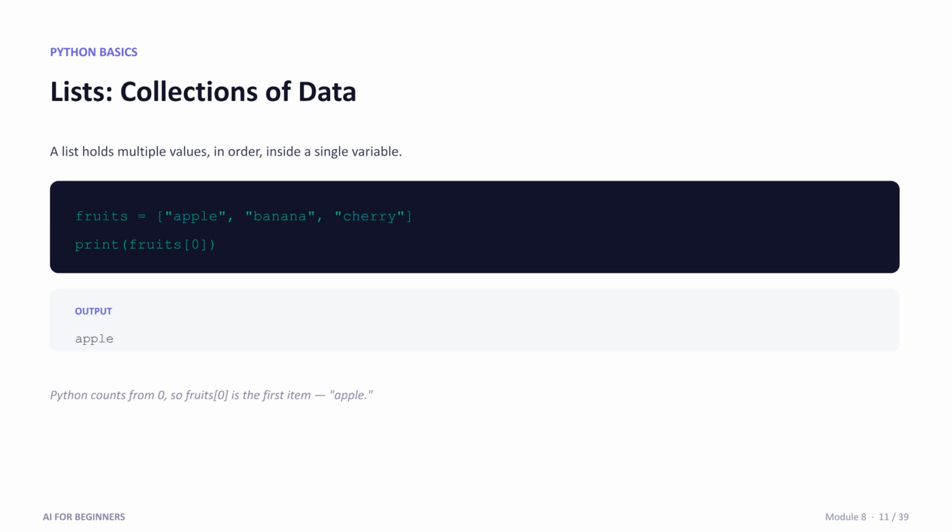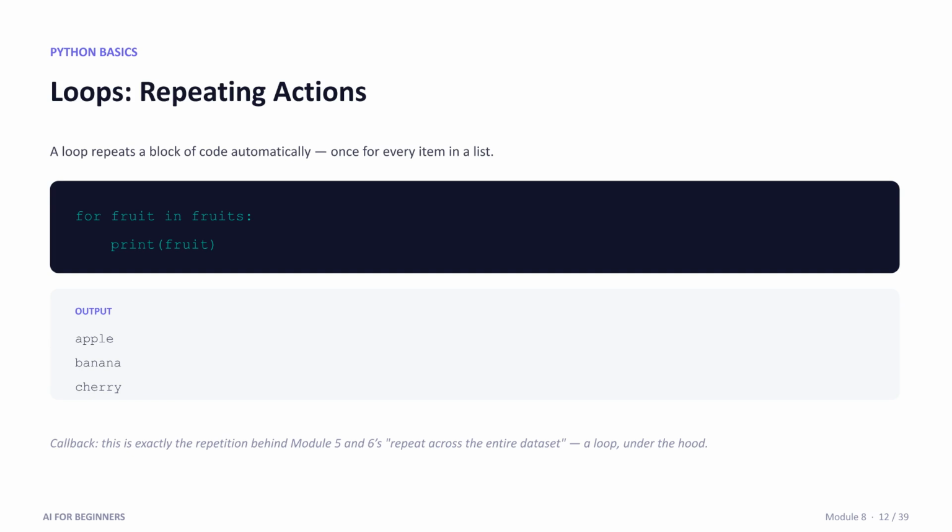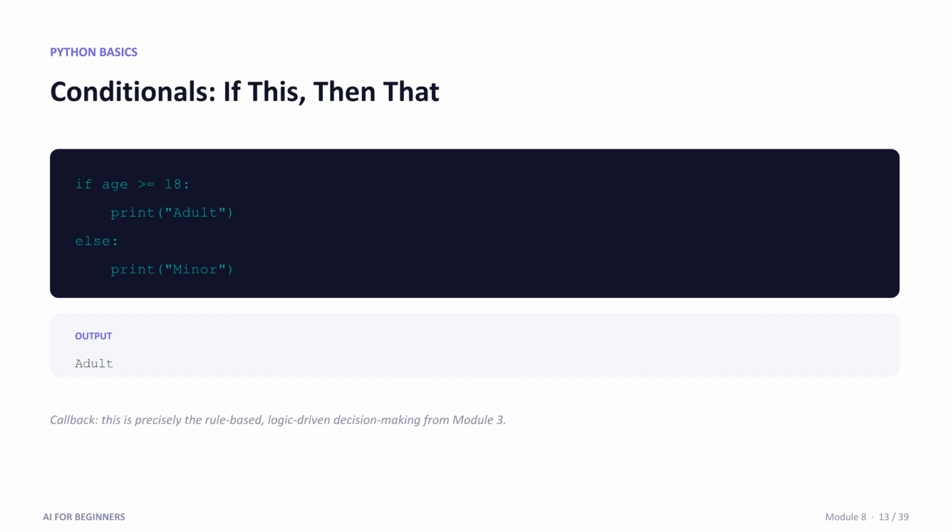Next, we have lists, which let you hold multiple items in one variable. A crucial detail for beginners: Python uses zero-based indexing. This means the first item in your list is at index 0, not 1. Loops allow you to repeat a block of code for every item in a list. This is the underlying mechanic behind those phrases we used in modules 5 and 6, like repeating training across the entire dataset.